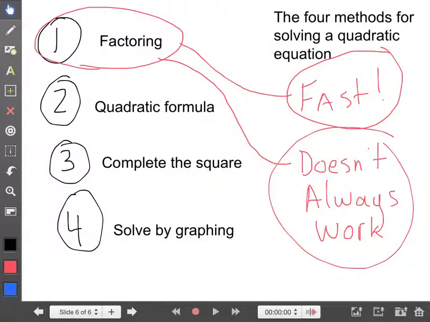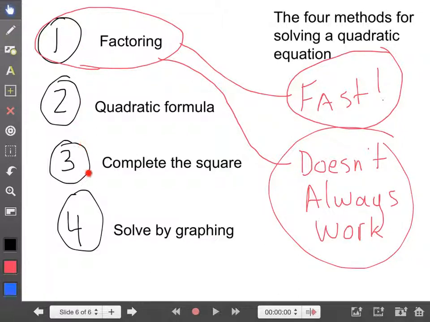Okay? Now, let me quickly talk to you about the other 3. The quadratic formula works every time, but it's slow. Complete the square works every time, and it's a little faster than the quadratic formula. But the problem with it is, it's hard to remember how to do. Solving by graphing works every time, but you don't have your graphing calculator in your pocket when you're walking in Kroger. Right? So, solving by graphing is beautiful if you have a calculator. But the state test has a non-calculator portion, so you may not be able to use it, right?